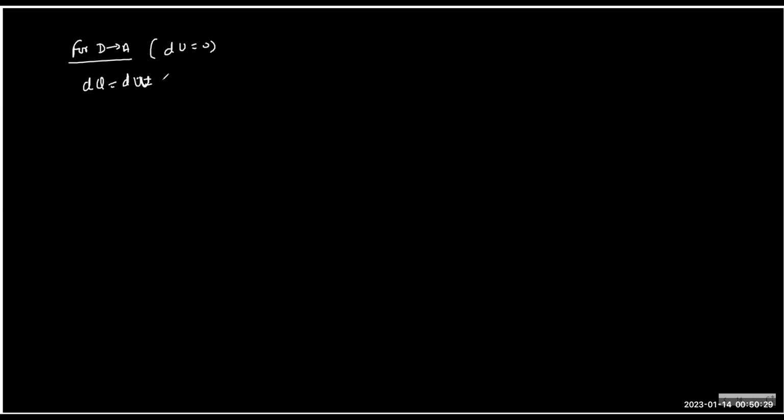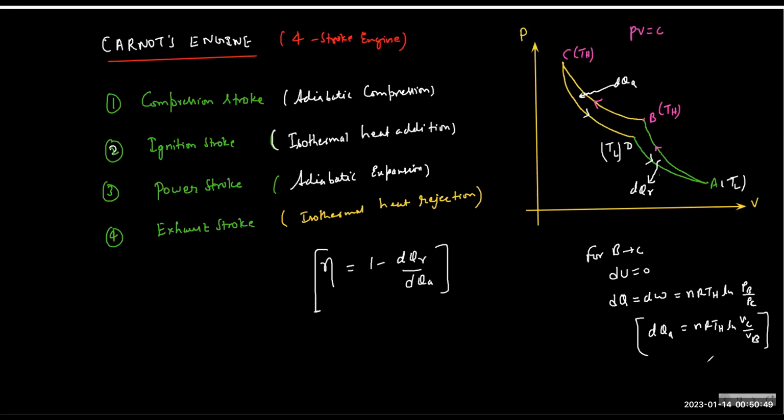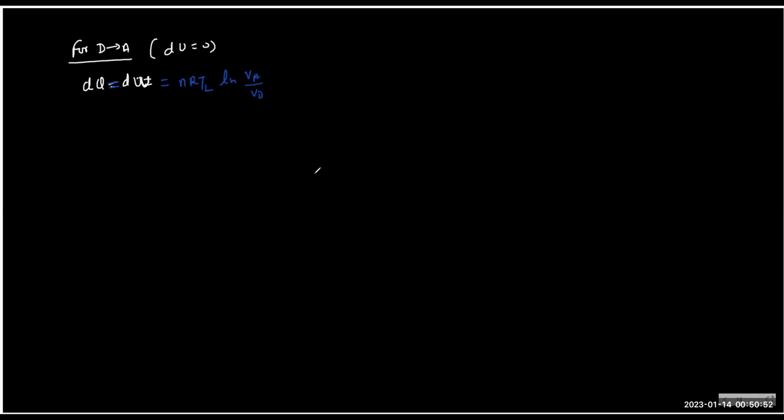And the work we can write as nRT_L ln(V_A/V_D), I think. Okay, fine. But we know because this is the heat rejection, this answer must be negative. So can we say that the value of dQr is how much? Minus dQ. Because this answer is negative, so to make it positive, I have to take the minus sign.